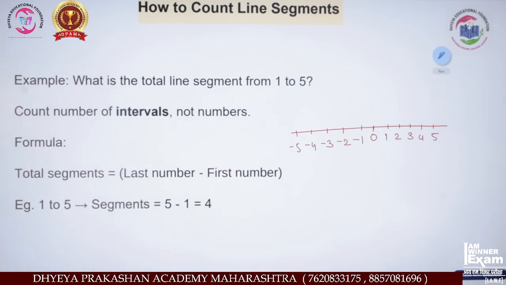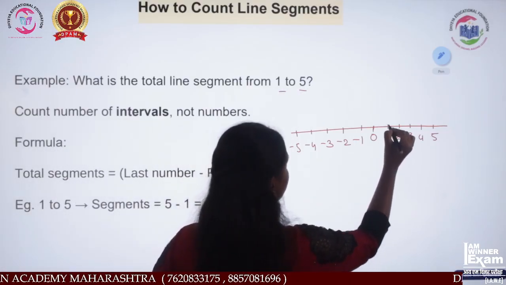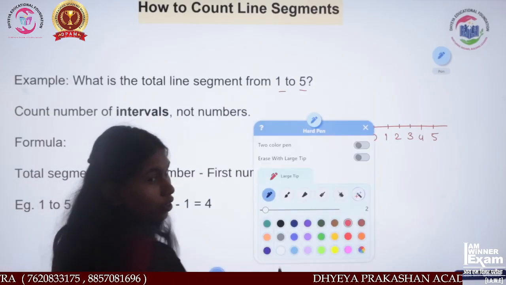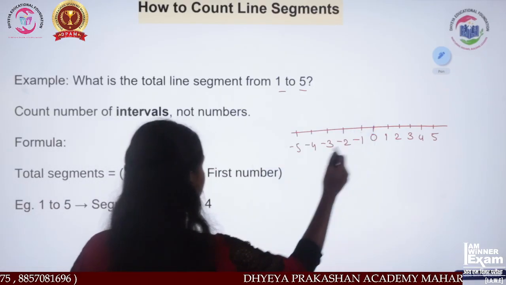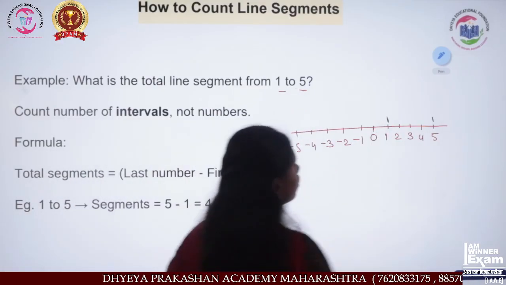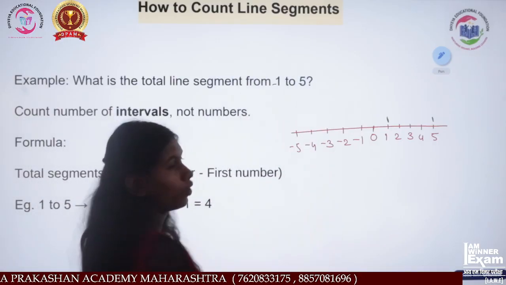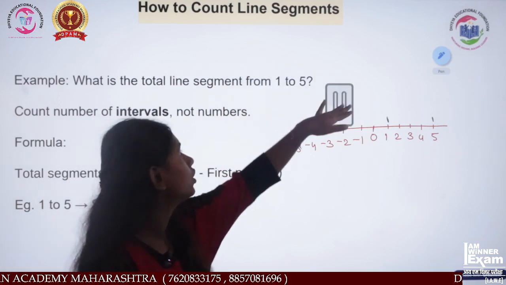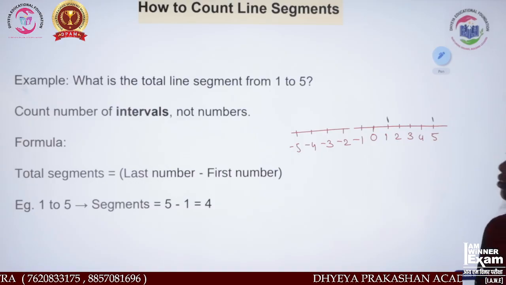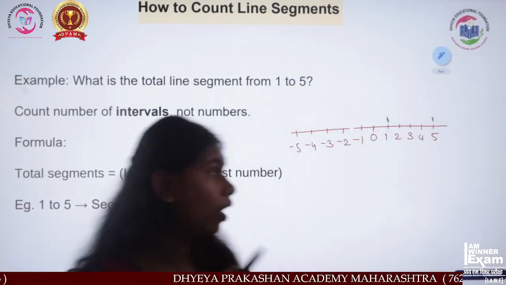Now what we want is the total line segment from 1 to 5. Here is the 1 and 5. These are not negative numbers, because they don't have the minus sign in front of them. So they are positive numbers, so we are taking from the positive line. Now you have to count the line segments from 1 to 5. How will you count?